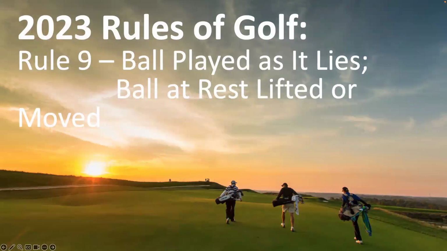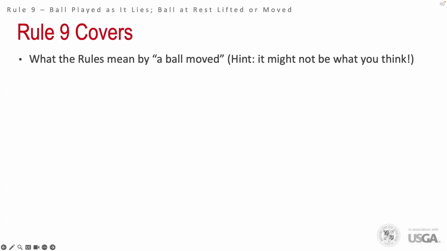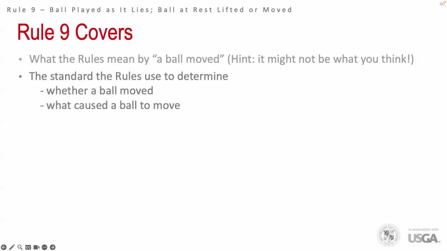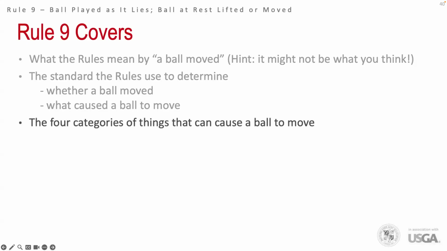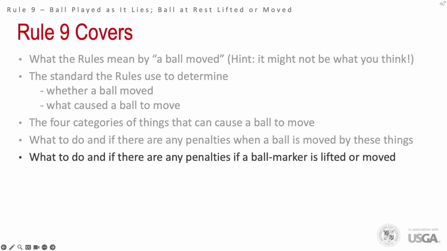So Rule 9, ball played as it lies, a ball at rest lifted or moved. Rule 9 covers what the rules mean by a ball moved. It might not be what you think. The rules used to determine whether a ball moved and what caused a ball to move. The 4 categories of things that can cause a ball to move. What to do and if there are any penalties when a ball is moved by these things. And what to do if a ball marker is lifted or moved.